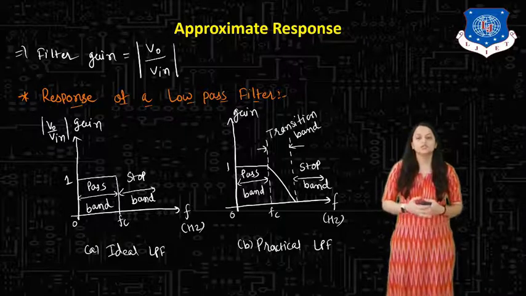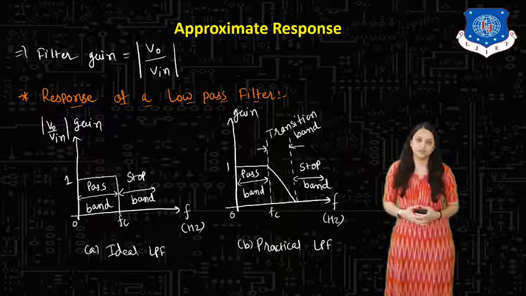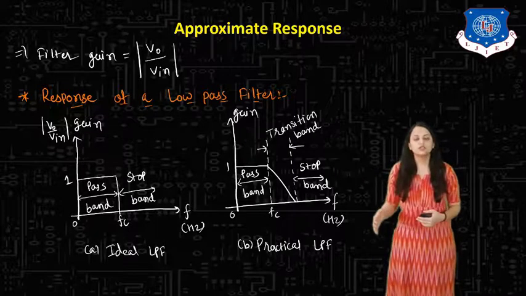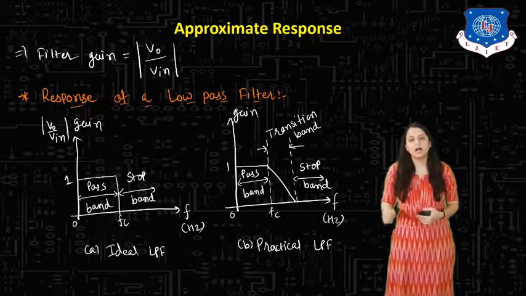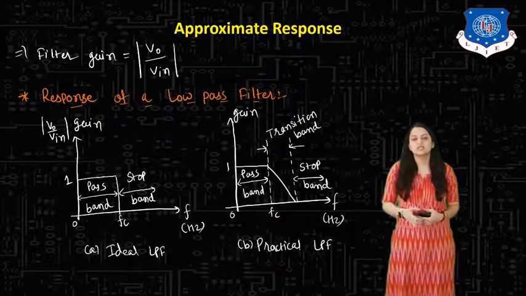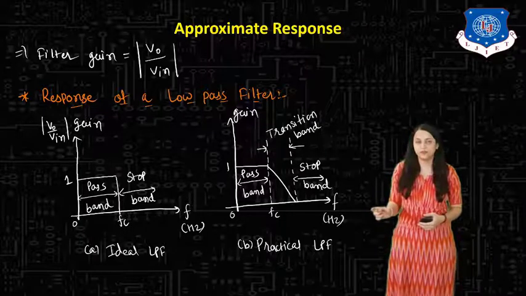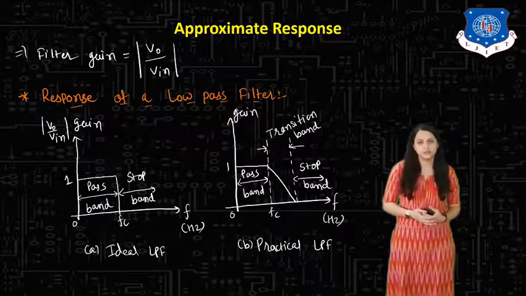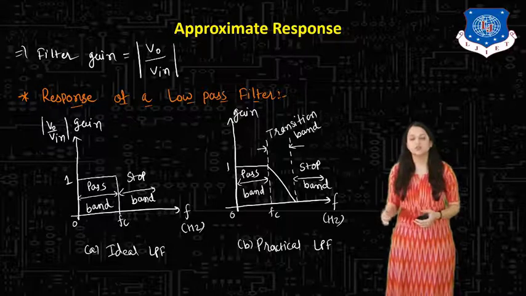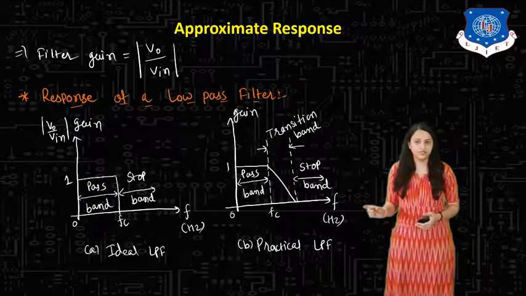Okay. So let us start with the first one, response of the low pass filter. If you see figure A, which shows the ideal response of LPF, as the name suggests, this is a low pass filter. So it will allow the low frequency band to pass and block the high frequency band. You can see that there is a cutoff frequency, from 0 to fc, that is the low frequency range.